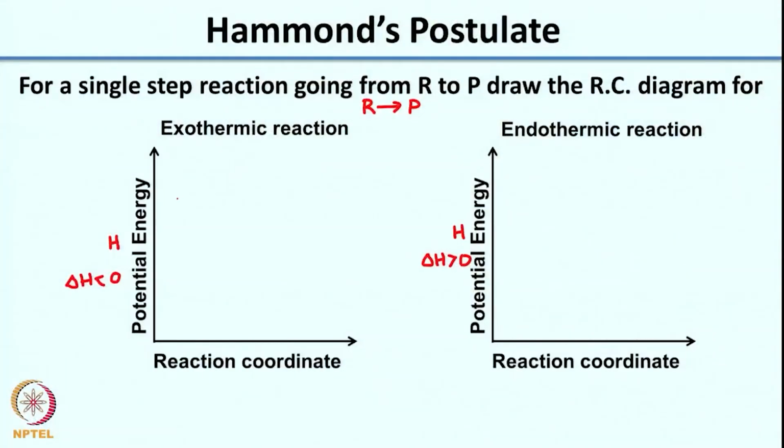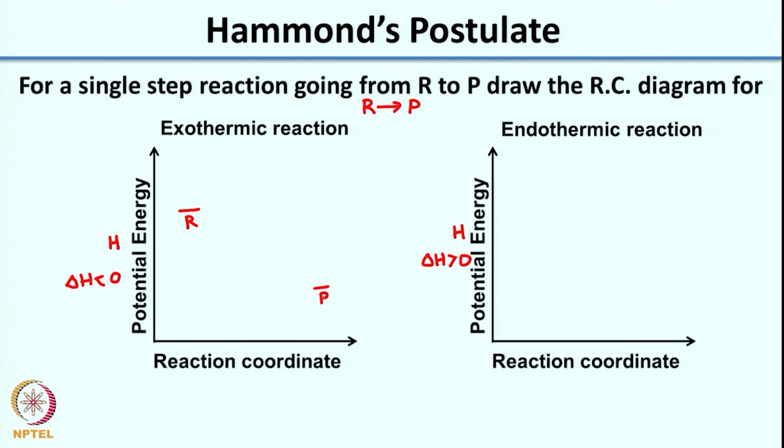What I told you is that for an exothermic reaction the delta H is less than 0, or negative. So what that indicates is that your reactant would be at a higher energy as compared to your product.